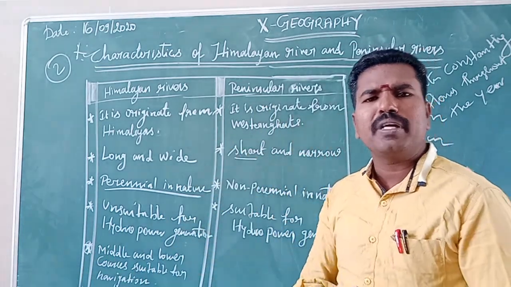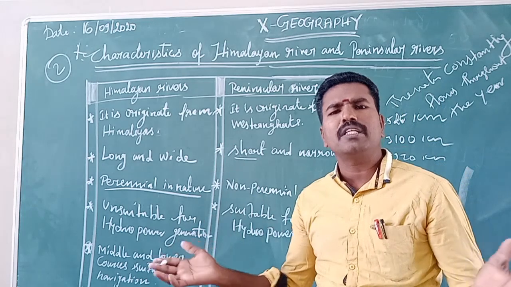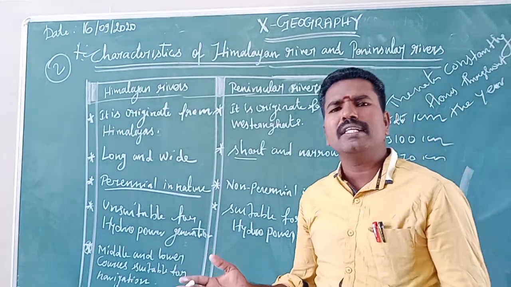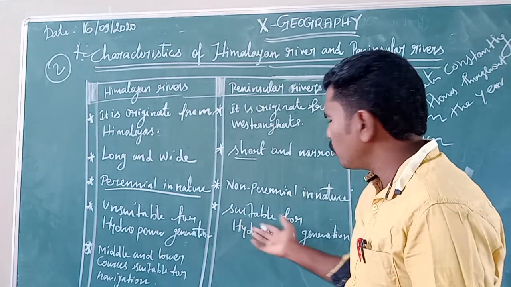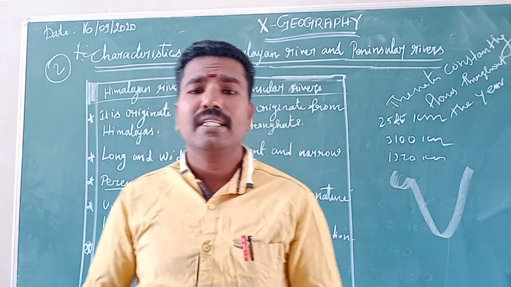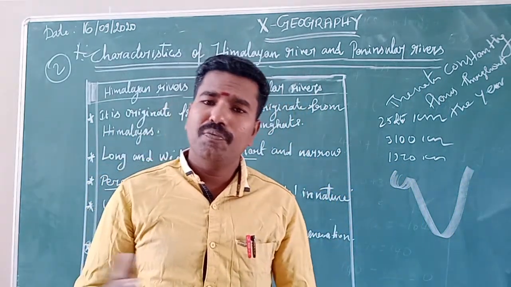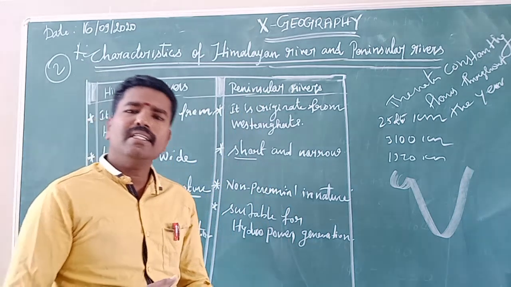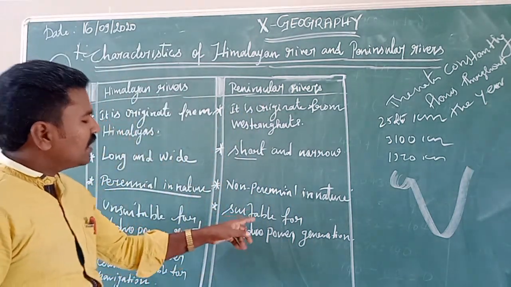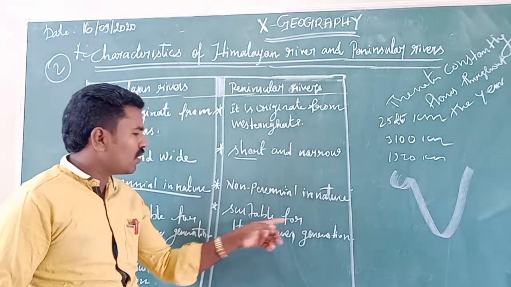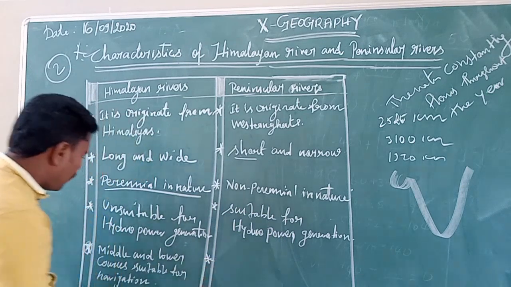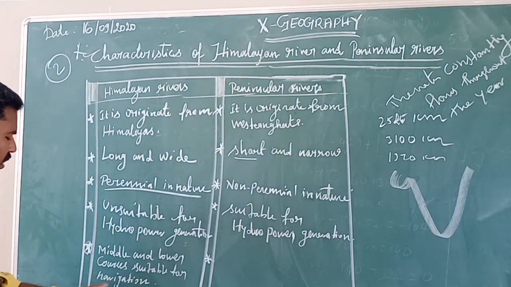All these dams are used for many purposes. We can store water for irrigation, for hydropower generation, for navigation, fishery, fish rearing, and tourism. These are the major uses of the river. So all these rivers are used for hydropower generation. And finally, the fifth point: middle and lower courses are suitable for navigation.